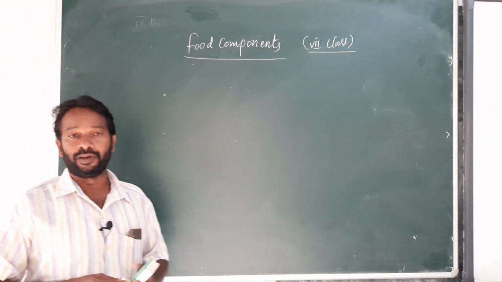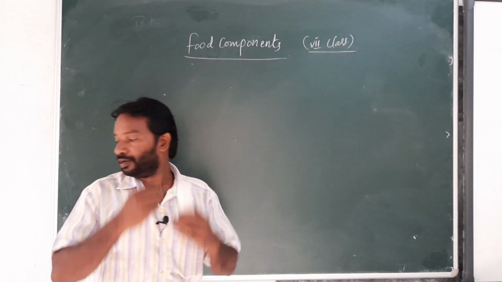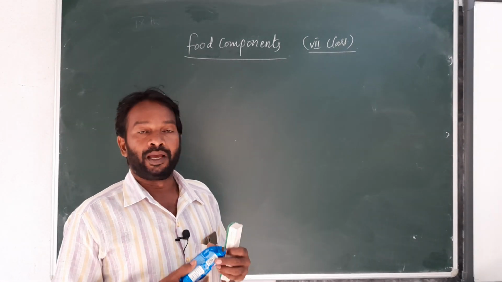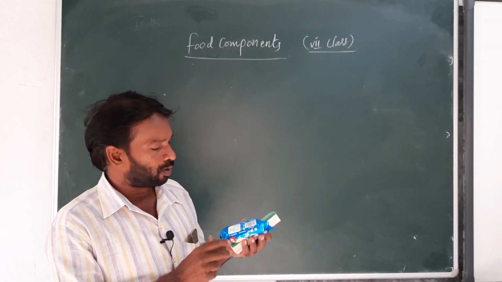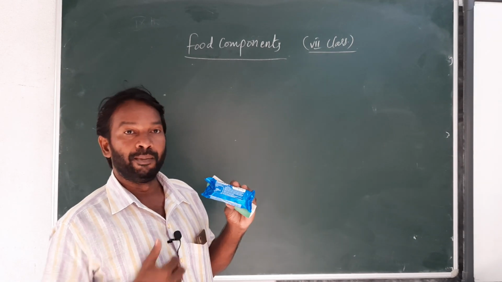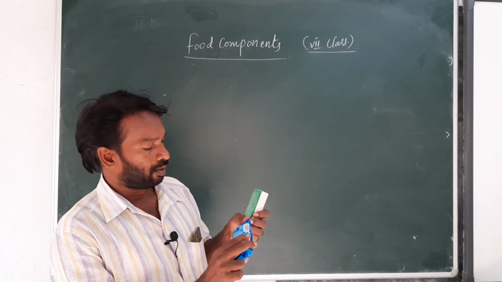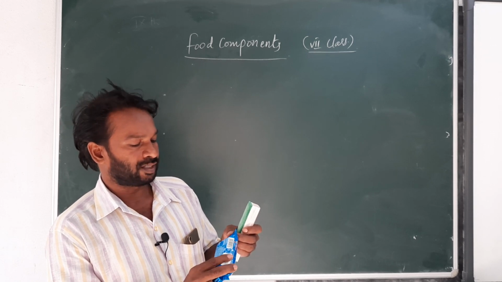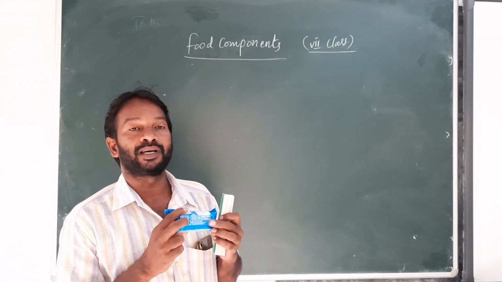Whatever food we eat, let us find out what food components are present in it. For example, this is a Good Day biscuit packet, a packed food. What food components are present in it? It is clearly mentioned on the label. I will read: carbohydrates, fats, proteins, sugars. Some food materials are mentioned here.